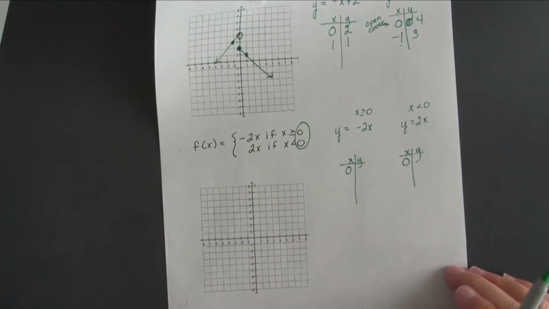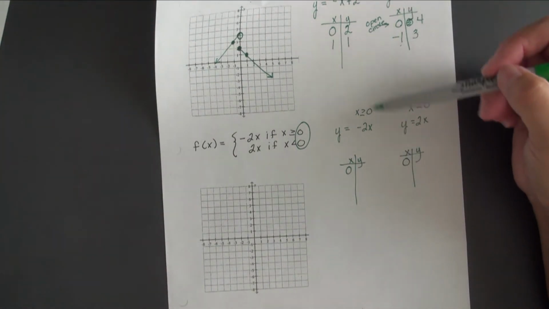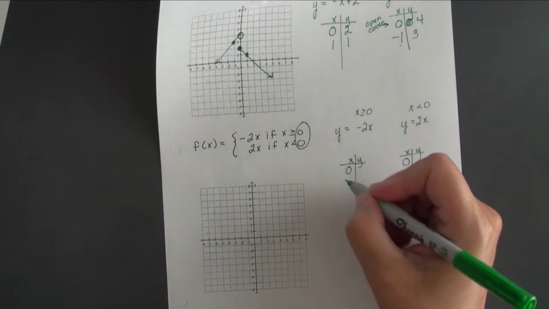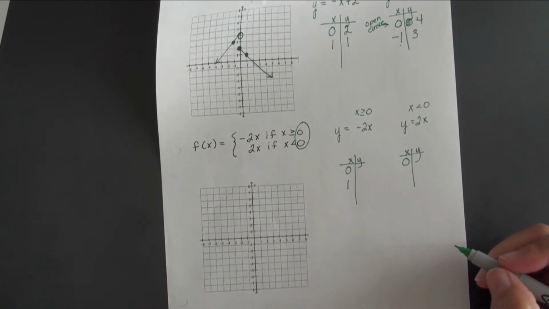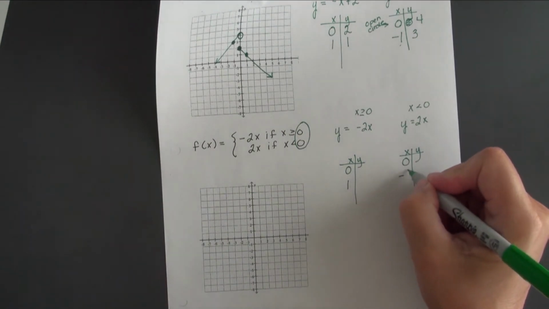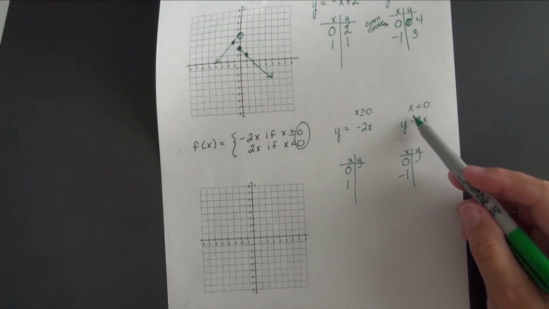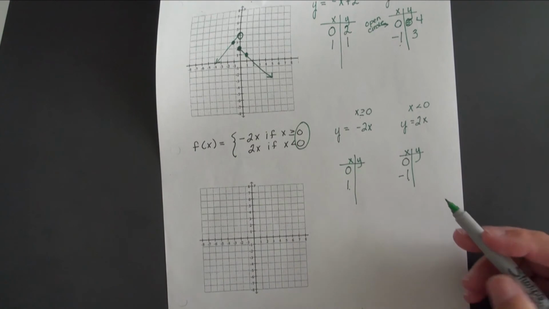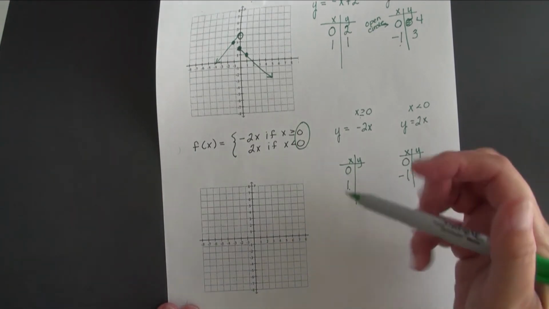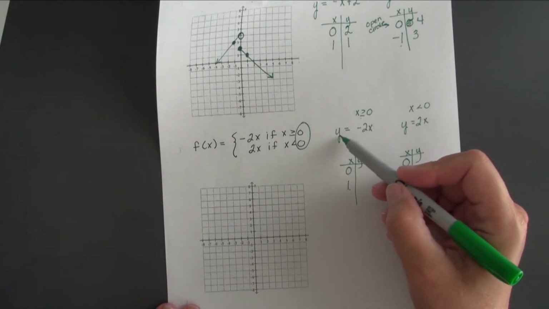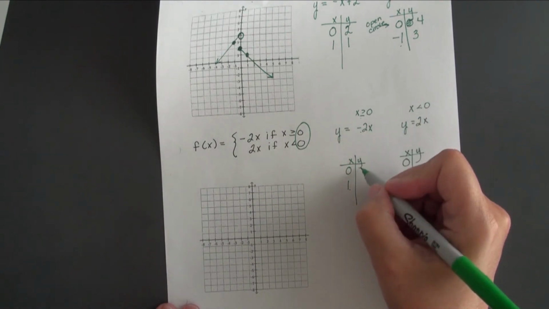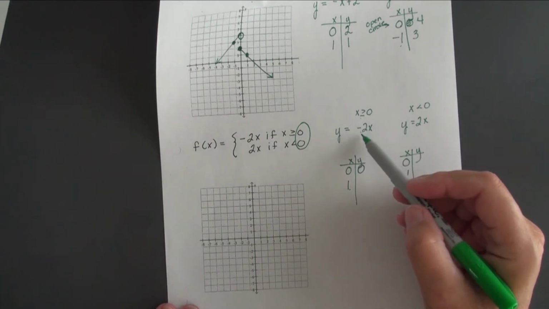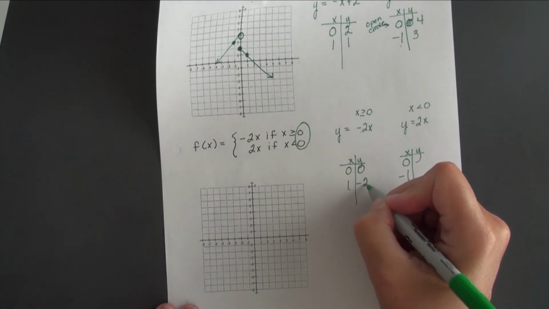Okay. Now this is very similar to the last one. x is greater than or equal to 0 and x is less than 0. So I'm going to go ahead and choose a 1 for my x right here. And I'll choose a negative 1 for my x right here, because negative 1 is less than 0 and 1 is greater than 0. Now let's plug in those values to figure out y. y equals negative 2 times 0 is 0. y equals negative 2 times 1 is negative 2.